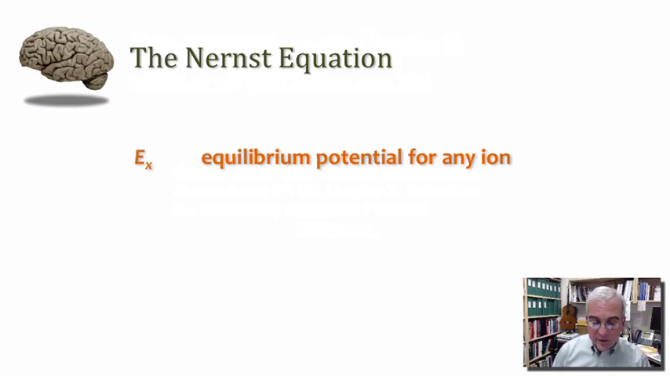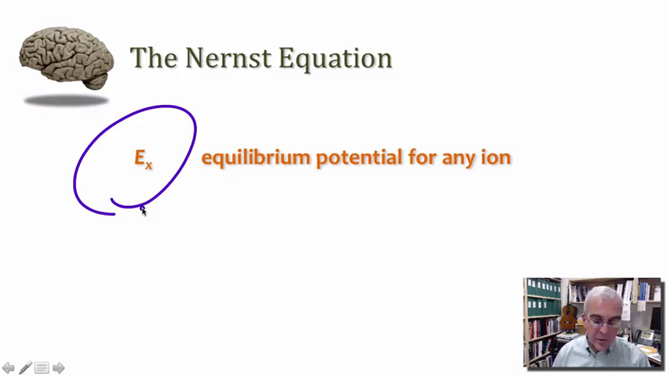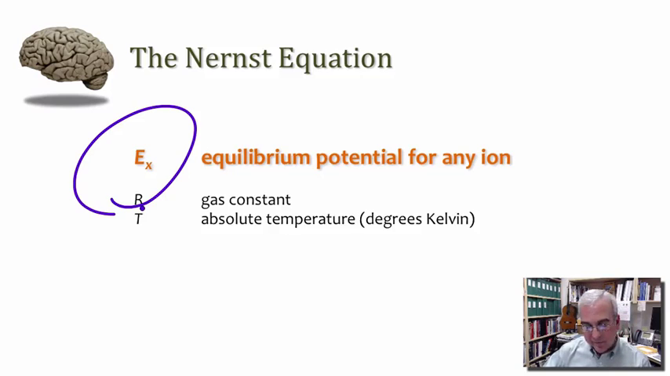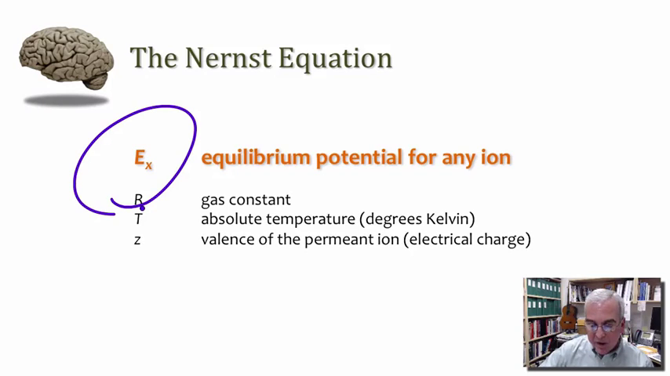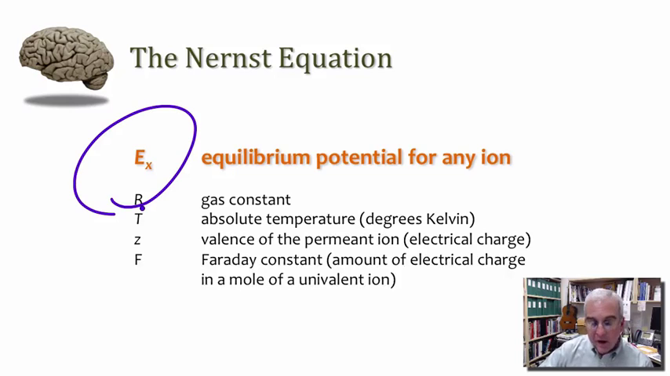So the Nernst equation allows us to predict an equilibrium potential for any permeant ion, and we will indicate that potential with this shorthand called E sub x, x being any permeant ion. Now, the more formal version of this Nernst equation includes a number of factors. It includes the gas constant, a measurement of absolute temperature in degrees Kelvin, knowledge of the valence of the permeant ion, that is the electrical charge on that ion, a factor reflecting Faraday's constant, which is the amount of electrical charge in a mole of a univalent ion that might permeate a membrane.